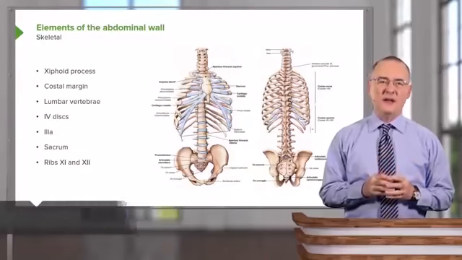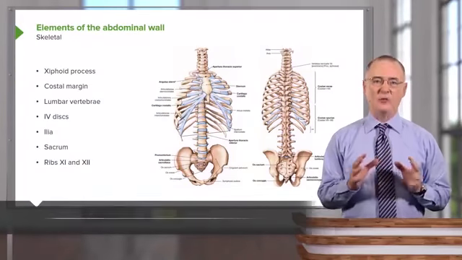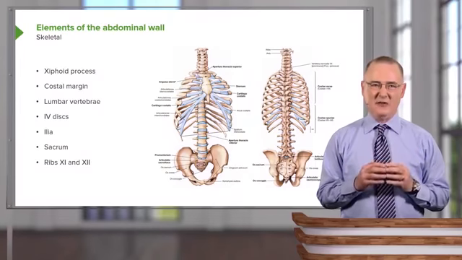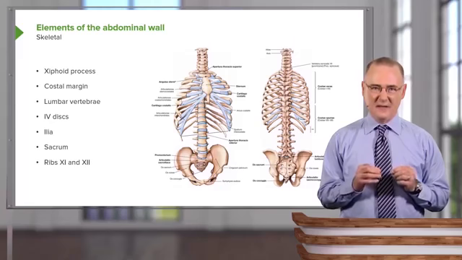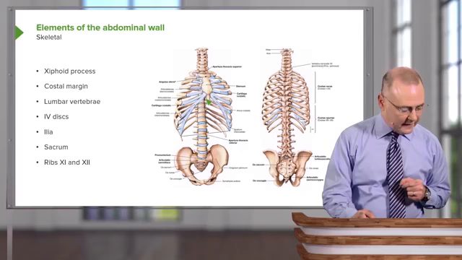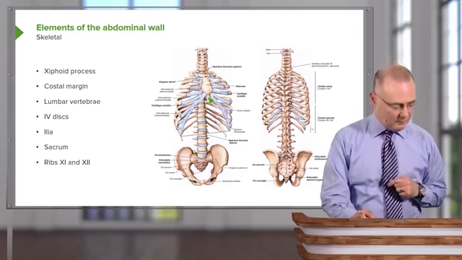Now we want to understand the elements of the abdominal wall. There are skeletal elements as well as muscular elements. This slide highlights the skeletal elements that define the abdominal wall, and we will start in the anterior midline at the level of the xiphoid process. So that is one of the skeletal components.